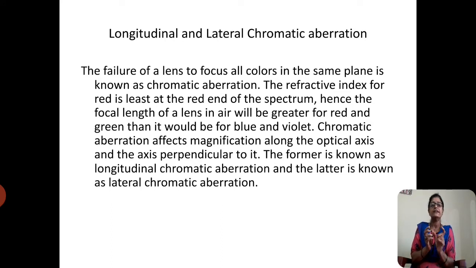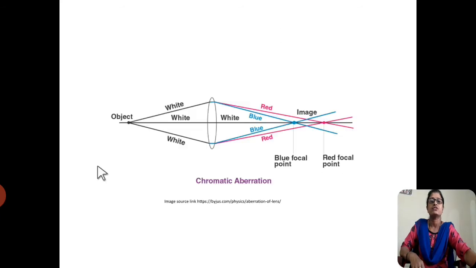The refractive index for red is least at the red end of the spectrum, hence the focal length of the lens in air will be greater for red and green than it would be for blue and violet. Chromatic aberration affects magnification along the optic axis and the axis perpendicular to it. Therefore, the earlier one is known as the longitudinal chromatic aberration and the latter one as the lateral chromatic aberration. See, this is the figure, so you will get a clear idea about the aberration.